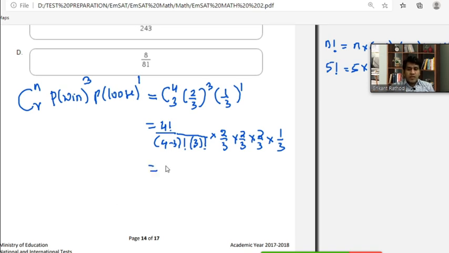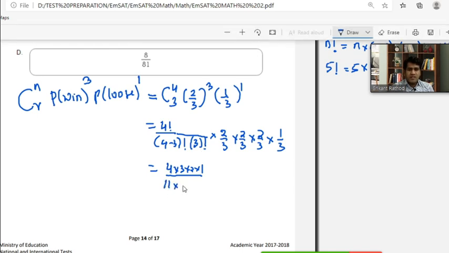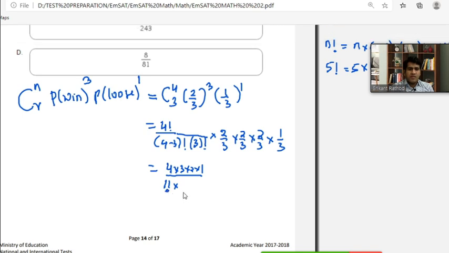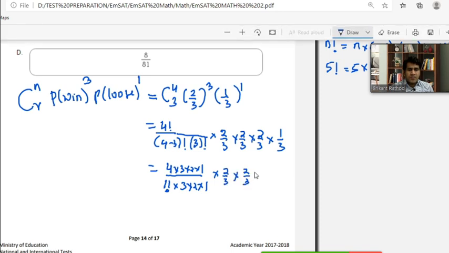So 4 factorial over 4 minus 3 factorial times 3 factorial. 4 factorial can be written as 4 times 3 times 2 times 1, right? And in the division, 4 minus 3 is 1 factorial times 3 factorial. This is 1 factorial, and 1 factorial is the same as 1. 3 factorial can be written as 3 times 2 times 1, and these numbers here are 2/3 times 2/3 times 2/3 times 1/3.